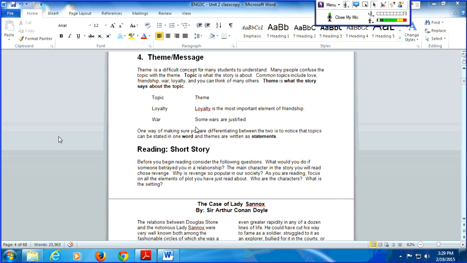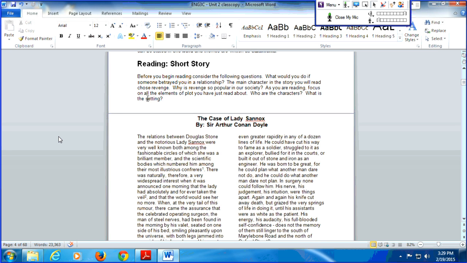We're going to read a short story called The Case of Lady Sannox. This is by an author named Sir Arthur Conan Doyle. If that name sounds familiar, that's because he is more famous for writing about Sherlock Holmes. He's the author who wrote all of the Sherlock Holmes stories. So if he sounds familiar, that's why. He's from Scotland, and he was writing in the late 1800s.